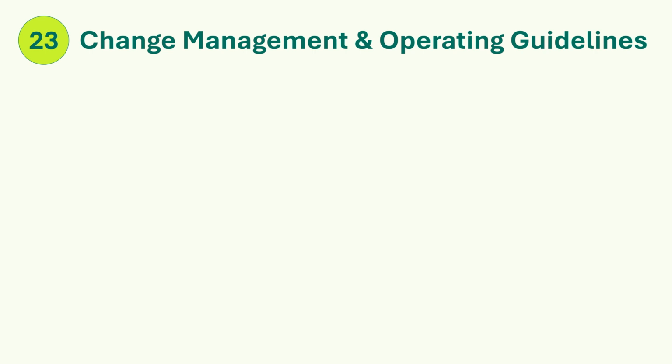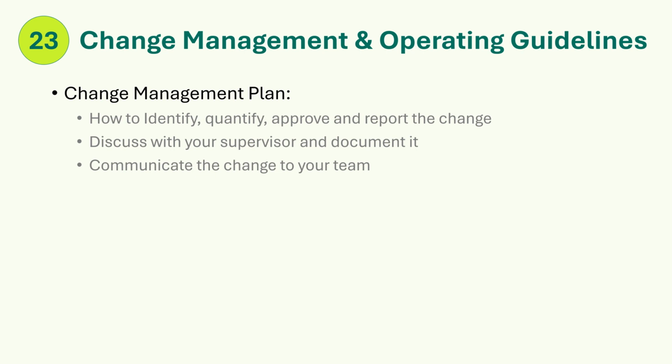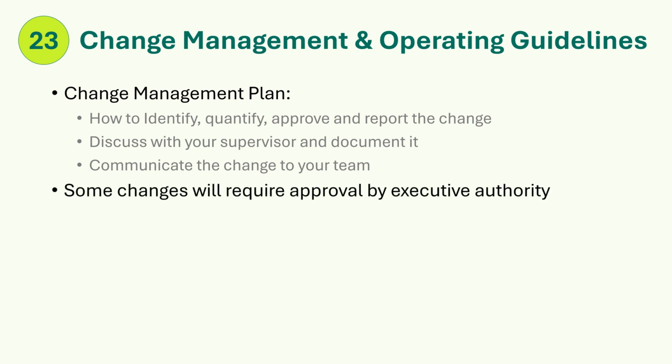Step 23. Change management and operating guidelines. A change management plan documents how project teams will identify, quantify, approve, and report changes to the baseline, i.e., scope, schedule, and budget. Decide how change management will be handled on your project. In all cases, it is recommended to discuss the change with your supervisor, document the change, and communicate the change as appropriate. Some changes will require approval by executive authority. See the Program Management Manual, Chapter 6.12 for more information.